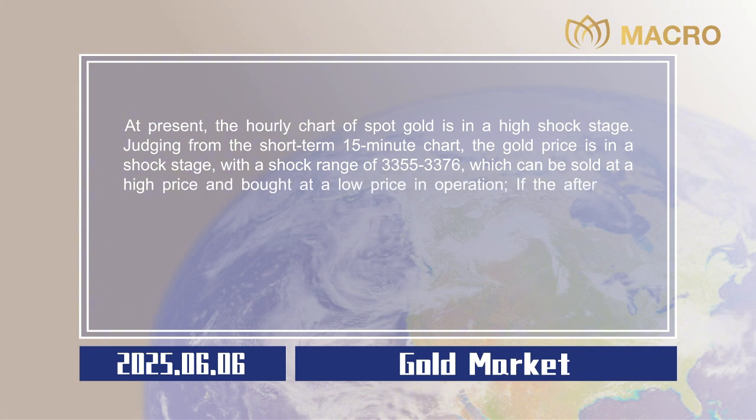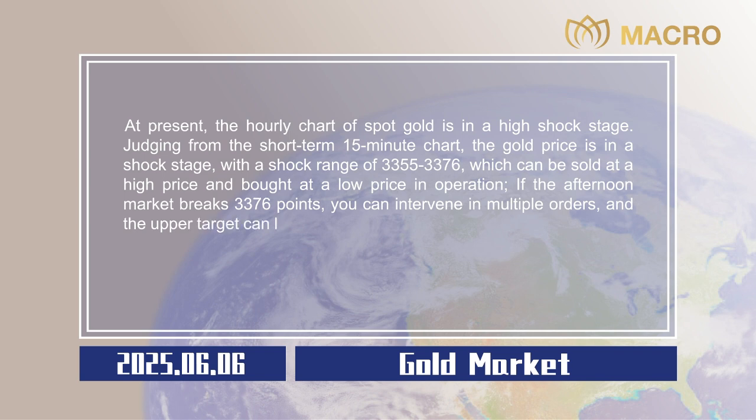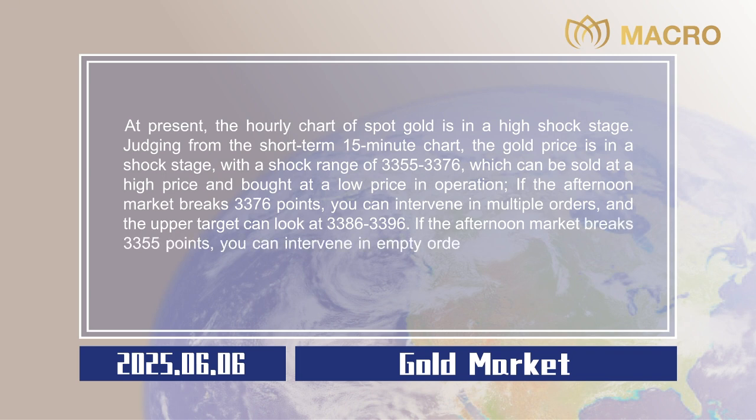If the afternoon market breaks 3,376 points, you can intervene in multiple orders, and the upper target can look at $3,386 to $3,396. If the afternoon market breaks 3,355 points, you can intervene in empty orders, and the lower target can look at $3,345 to $3,335. Stop losses are all $5.